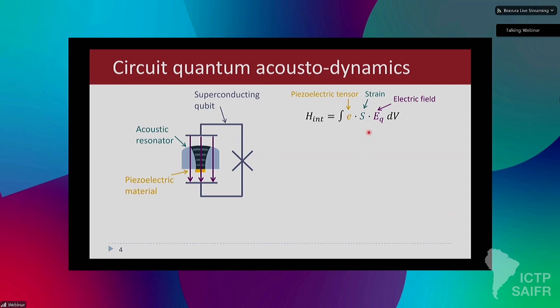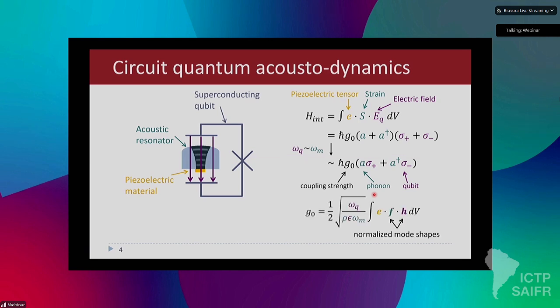And that interaction is given by this interaction Hamiltonian, which is just the overlap integral between the strain of the mechanical mode, the electric field of the qubit, and the piezoelectric tensor, which couples to it. So you can write this in the quantum mechanics picture, right? Essentially what you end up with is a Jaynes-Cummings type of interaction between our qubit, which we're going to just call a two-level system from now on, and our mechanical mode or our phonons, which to start with is just a harmonic oscillator, right?